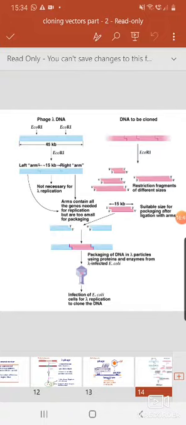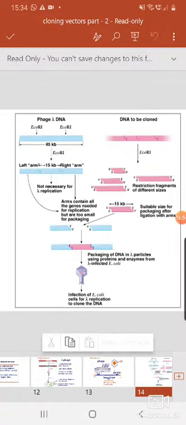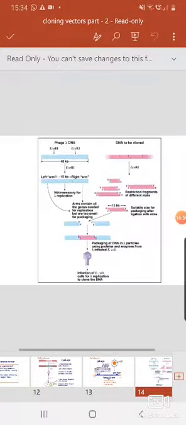So what is our choice? We have replaced 15 kb from the center of this lambda genome. So we can accommodate only 15 kb, not more than that. That can be accommodated inside this one, and it can be packaged inside the lambda head if you give the packaging extract. Okay.